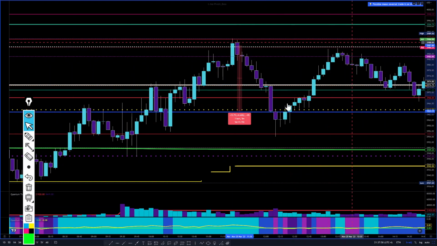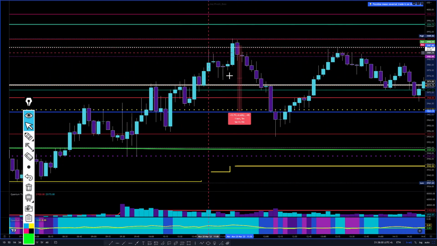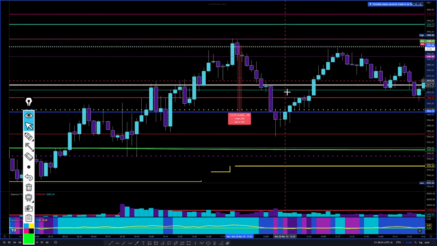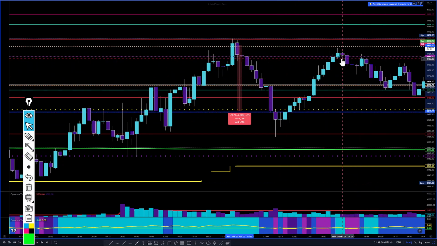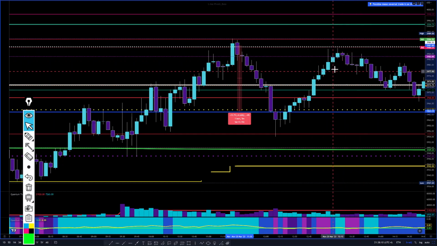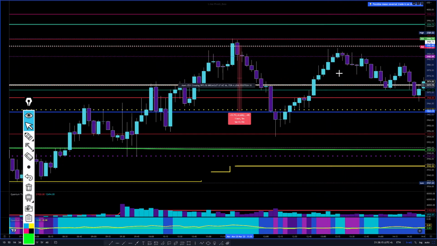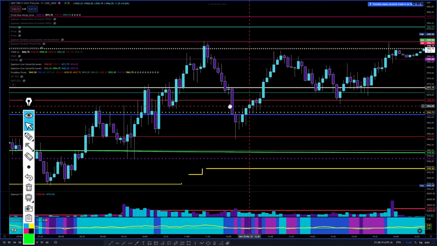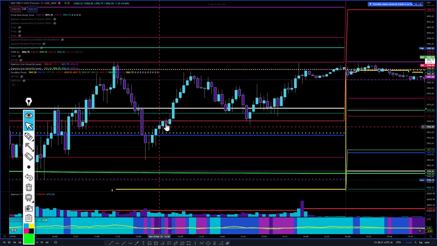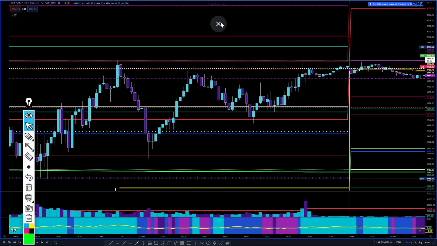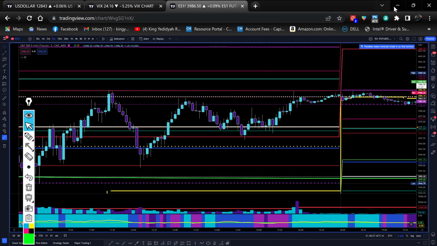So it was basically setting up all day like a long position. So this was the weakness, got the weakness, and eventually it came back into the market profile value area, above the value area low, and maintained a bullish posture into the close. Yeah, and that's my trade, man.